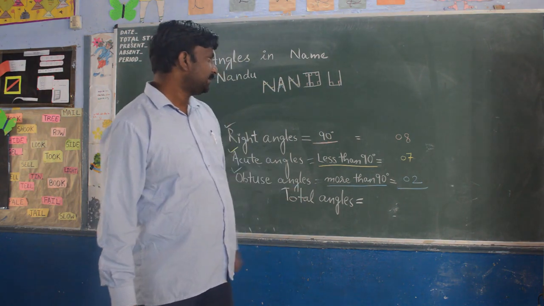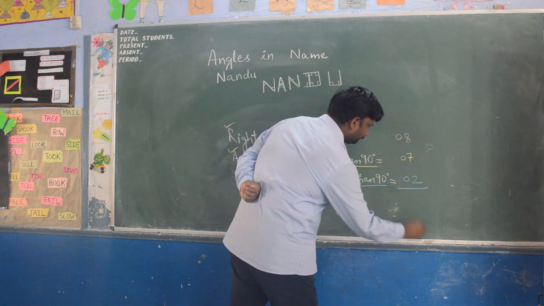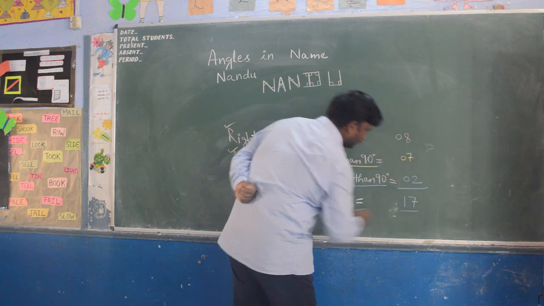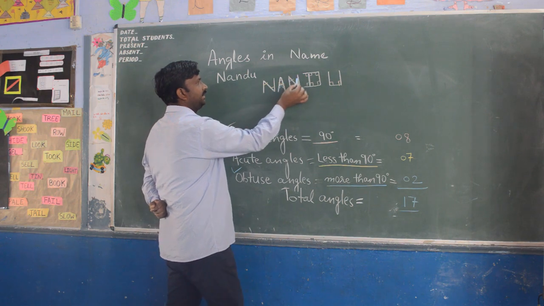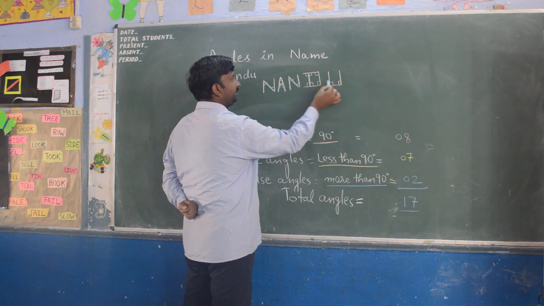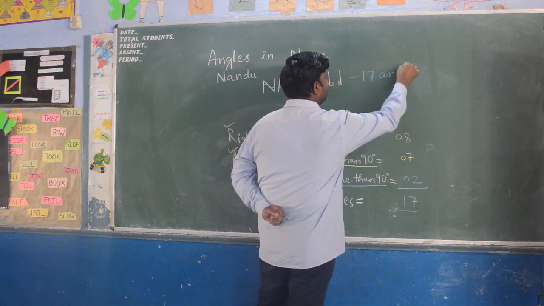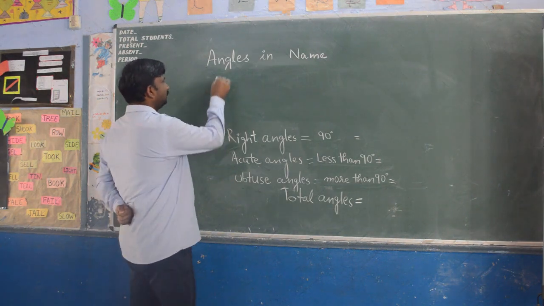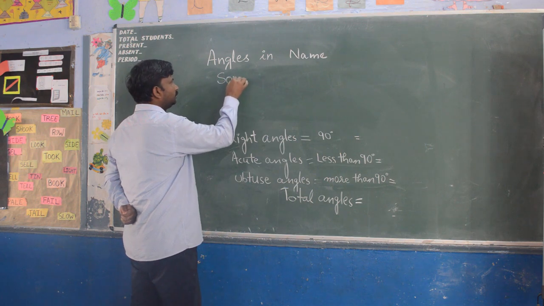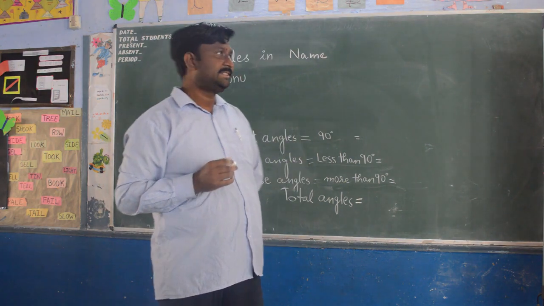So let us count total angles. 8 and 7 is 15, and 2 is 17. Let us tally it. 1, 2, 3, 4, 5, 6, 7, 8, 9, 10, 11, 12, 13, 14, 15, 16, 17. 17 angles. So, that's all. Let us take another example, Sonu. So first we should write it with straight lines.